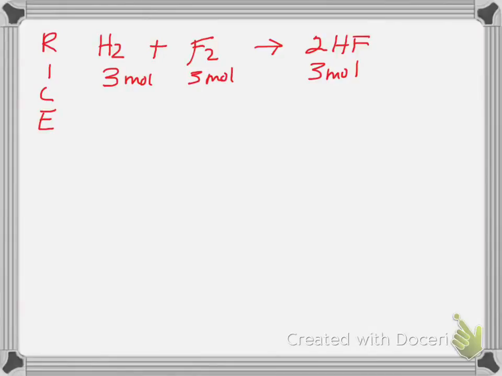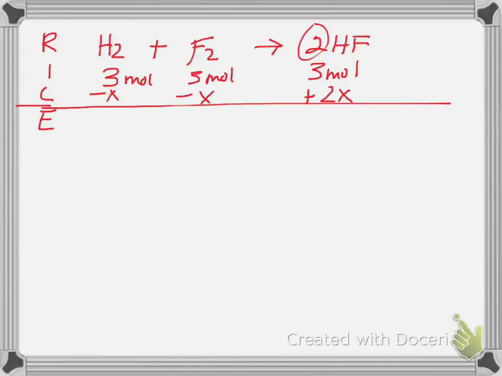So after this reaction happens, it's going to be minus x, plus 2x. Why plus 2x? Because of that 2 right there. So make sure you don't forget to do that. Yes? Oh, I forgot to do that there. Yeah, it is, yeah. Sorry. Habit to just do an arrow. It's a double arrow. Okay, so at equilibrium, the hydrogen is going to be 3 minus x. F is going to be 3 minus x. And the HF will be 3 plus 2x.